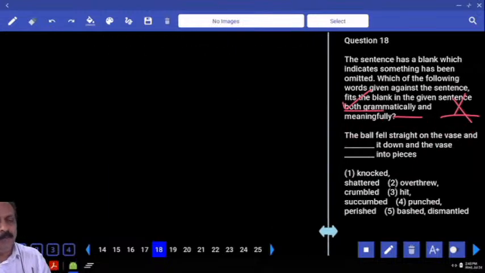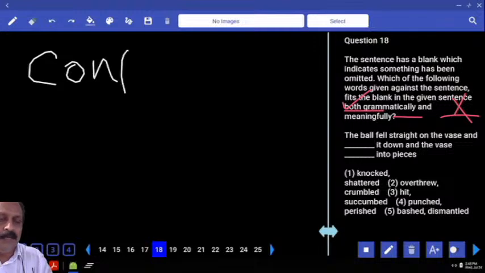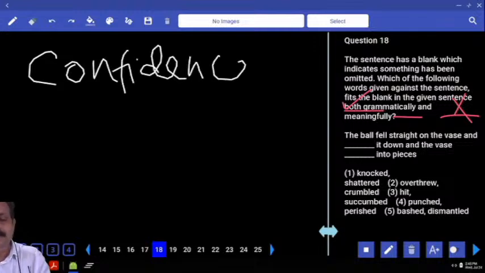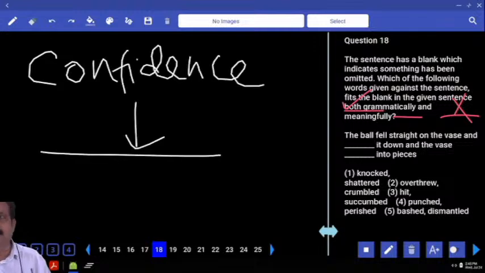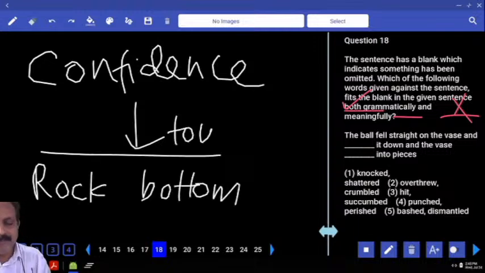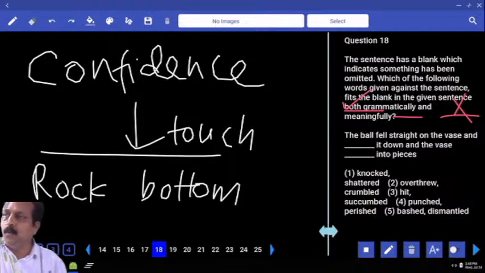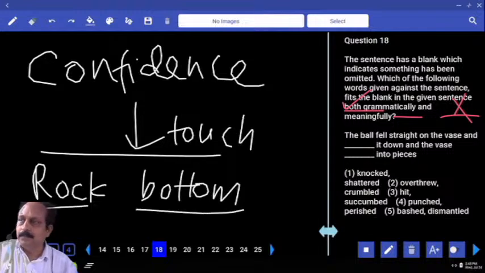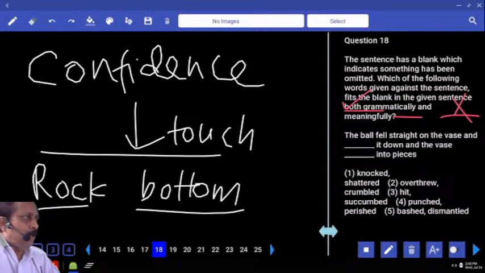Then there's one expression, please write. First you write the word confidence. Touches the lowest level. Then we say, his confidence has touched rock bottom. Has touched. We use the verb touch. His confidence has touched what? Rock bottom. Means the lowest level. You should never allow that to happen. You should always be optimistic.